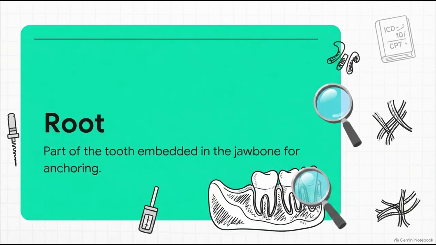Dropping below the gum line now, we find the root. The root is the part of the tooth that's physically embedded in the jawbone. Its fundamental role is basically to act as an anchor, holding the tooth securely in place within the alveolar bone. And procedures involving the root are fundamentally different from those involving just the crown, both on the clinical side and, of course, in your coding manuals.